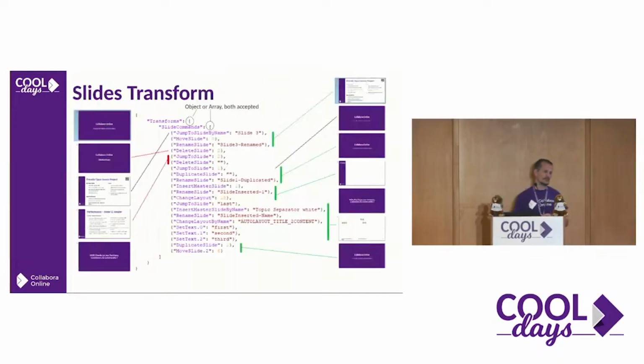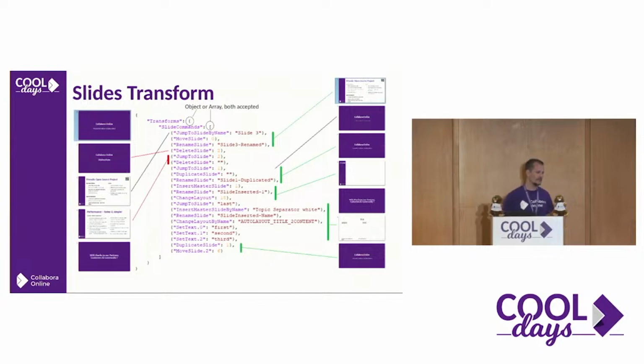And you can manipulate slides in a similar way. You can write a list of commands like jump to slide 2, move the slide to position 3, rename the slide, and similar commands you can execute here. You can even change the layout or change which master slide it's made from, or you can even set text for objects on the slide.